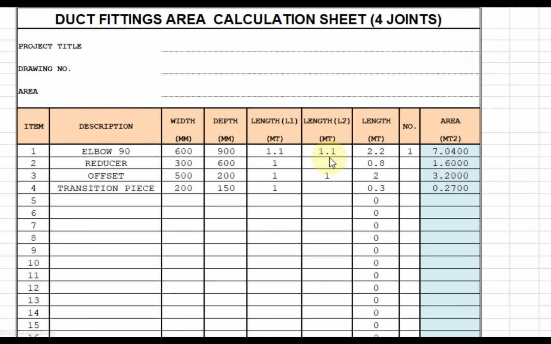Now we'll calculate the area for this offset by this Excel sheet. We have the width 800 mm and height 500 mm, L1 0.8 meter and L2 0.65 meter. Then we will get the area for this offset equal to 4.06 square meter. This is the same as we have calculated manually.